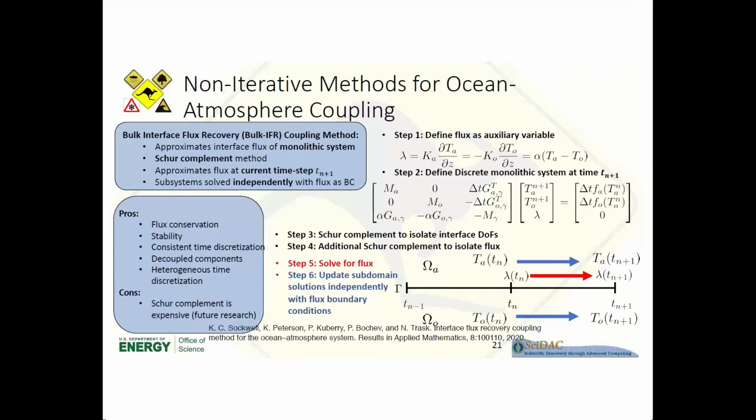So this gives us flux conservation, guaranteed stability, consistent time discretizations across these. We can maintain decoupled components, that is, this approach doesn't have much impact on the coupled component itself. But it's computationally expensive, so you don't get anything for free. So we're working on that aspect of it.